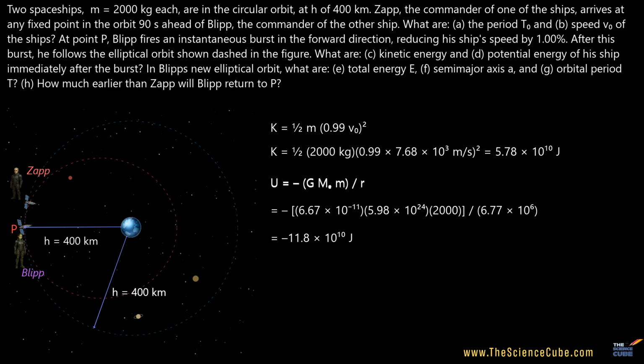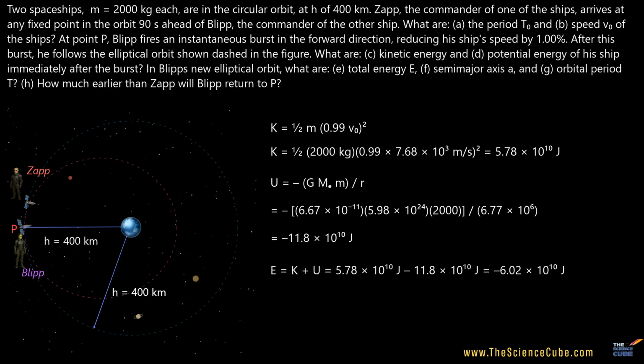The next question is, what is the total energy of Blip's spaceship? Well, the total energy is nothing but the sum of kinetic and potential energy, or E is equal to K plus U, which when you put in the values equals minus 6.02 into 10 to the power 10 joules.